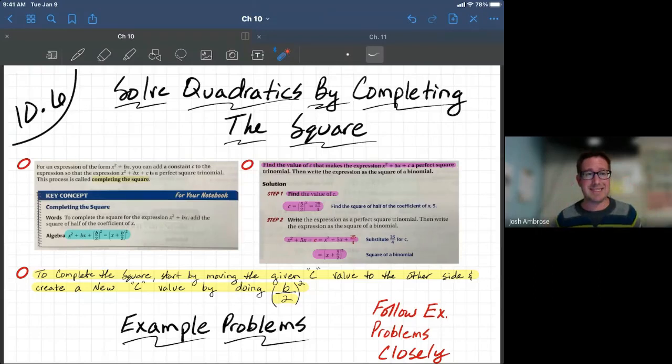We are in Section 6 today. So Chapter 10, Section 6, this is all about solving quadratics, a new method by completing the square. So it's kind of nice. We're pulling away a little bit from graphing. This is all algebraic. So this is another method that you could use to solve quadratics.